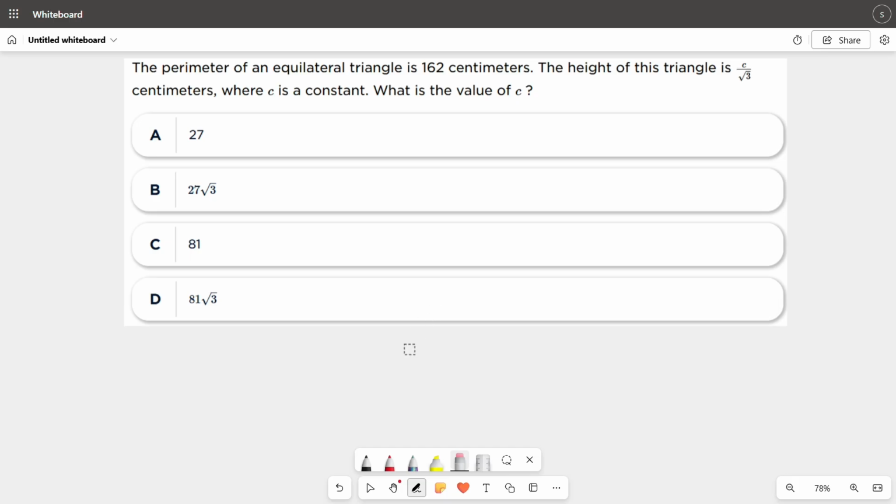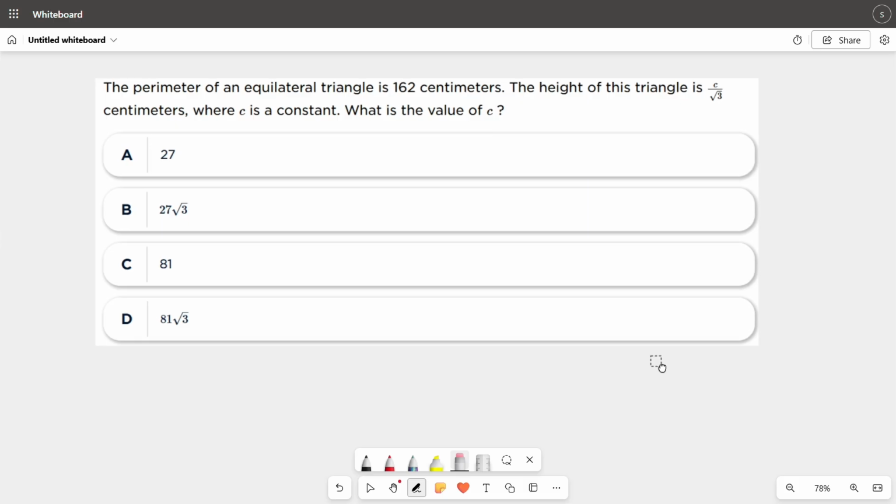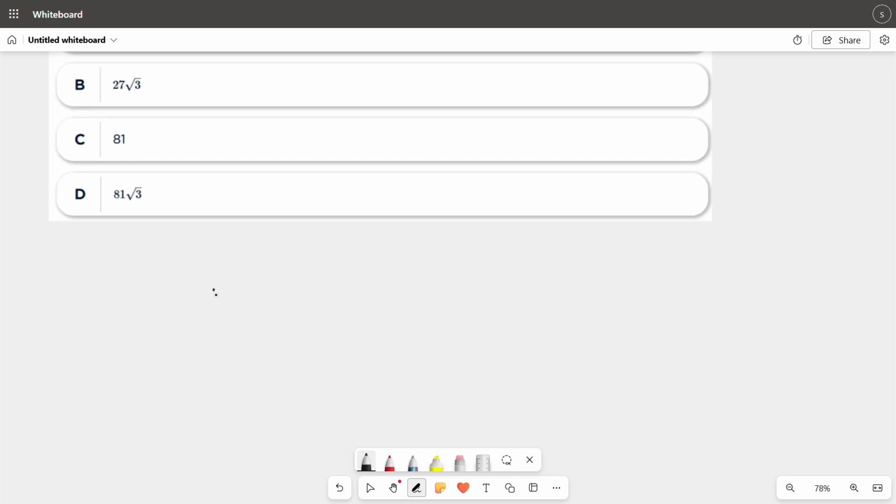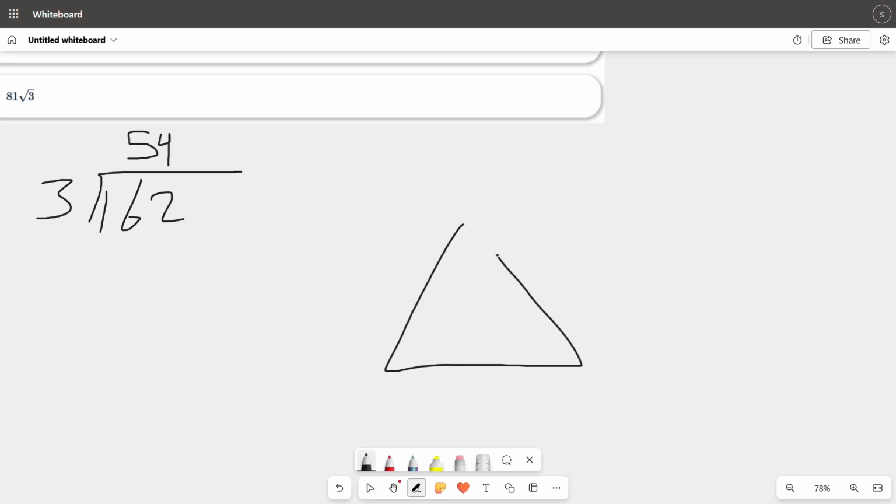The perimeter of an equilateral triangle is 162 centimeters. The height of this triangle is C over square root 3 centimeters, where C is a constant. What is the value of C? Okay, so since we know that the triangle is equilateral and the perimeter is 162 centimeters, we can do 162 centimeters divided by how many sides there are in a triangle, which is 3. And the answer we will get is 54. So let me draw out an equilateral triangle. Each side would be 54.